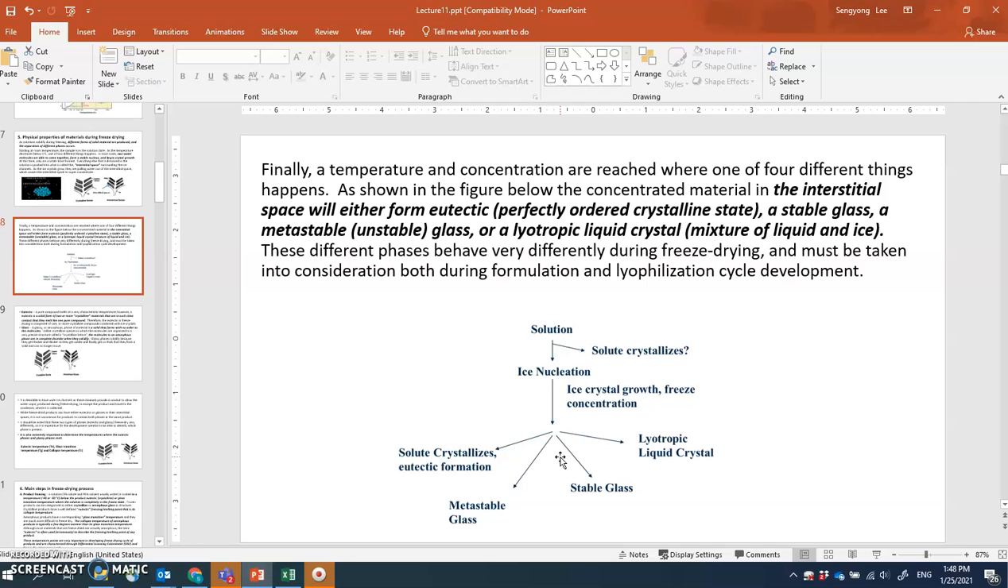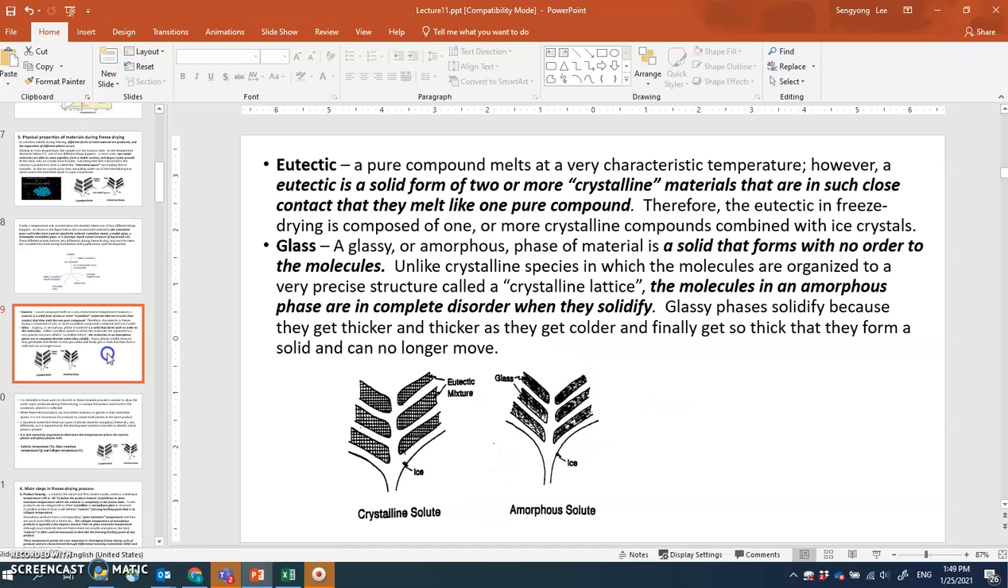Okay, so these are all possible states for your drug molecule, how they exist in the interstitial space. Eutectic is a kind of perfectly ordered crystalline state, so that's probably the desirable form. A very orderly crystal form, if your drug molecule exists that way, that's probably the best form. And then stable glass or metastable, unstable glass are two other possibilities. And then lyotropic, kind of sticky, kind of liquid crystal, a mixture of liquid and ice together. That's another possibility, but that's an undesirable condition. Okay, so we'll talk about those a little bit more.